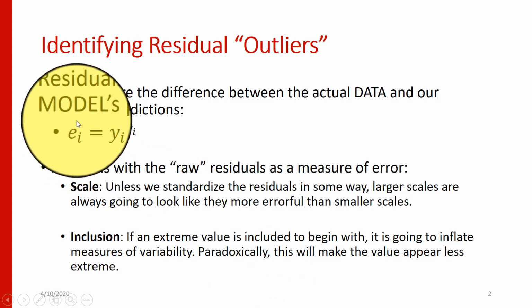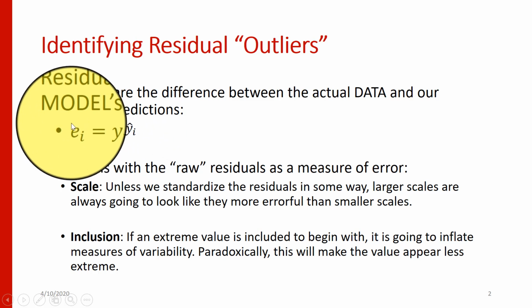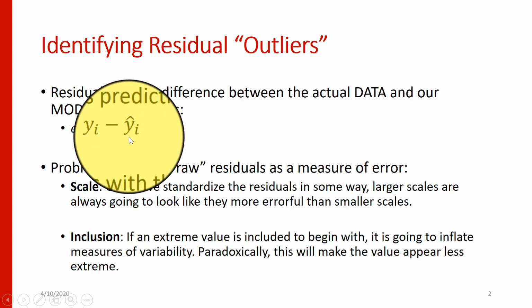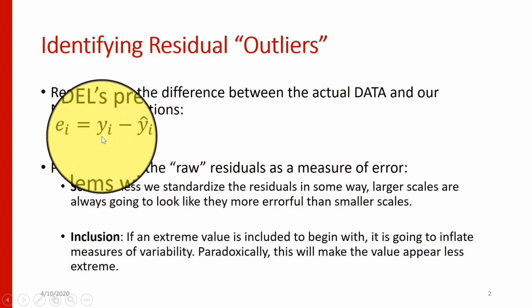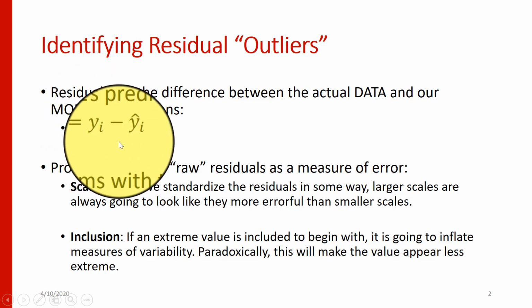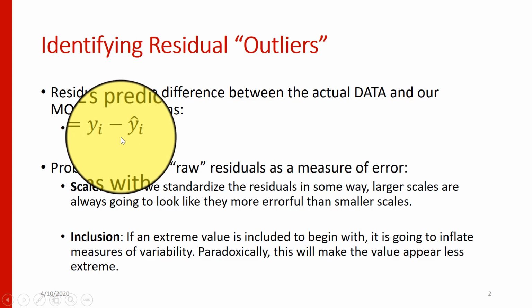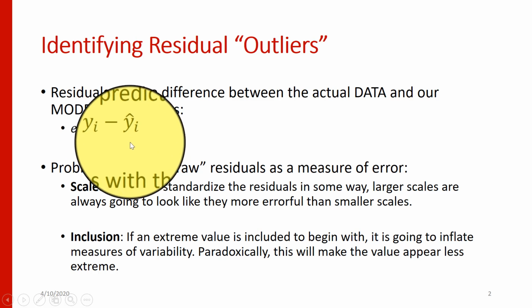When we calculate residuals in this way, we would get what we would call a raw residual, right? It is just the straight difference between the actual data and what our model predicted. If we had a positive value, that means the actual data was greater than what our model predicted. If we had a negative value here, then that means the actual data was less than what our model predicted.